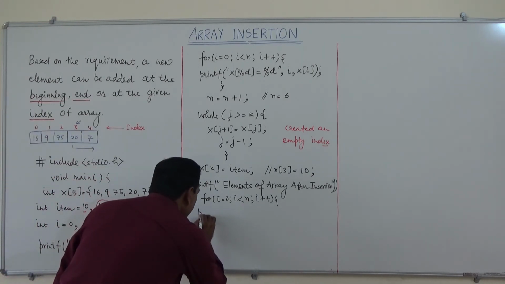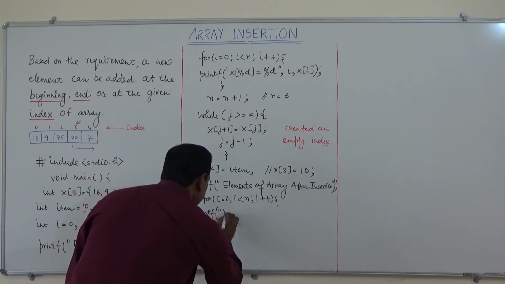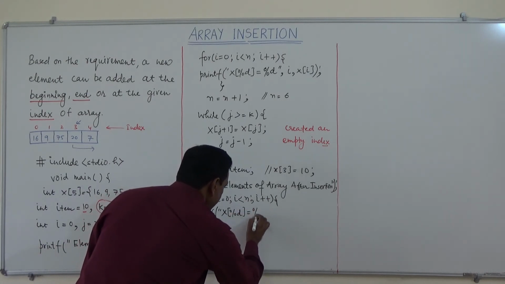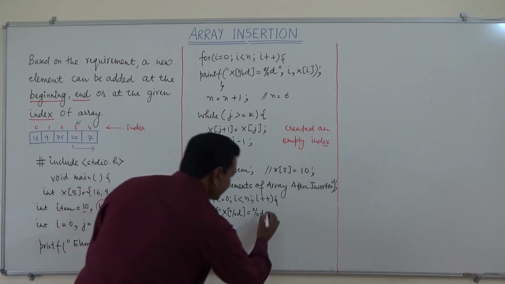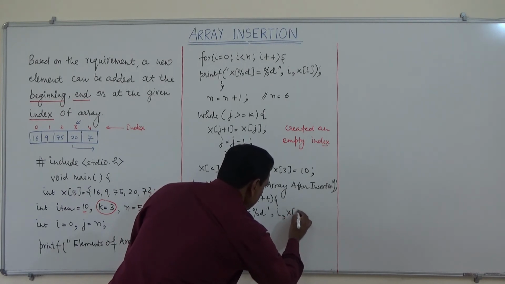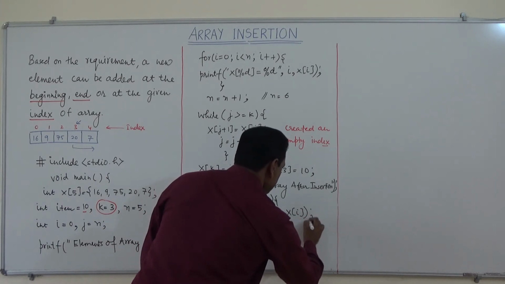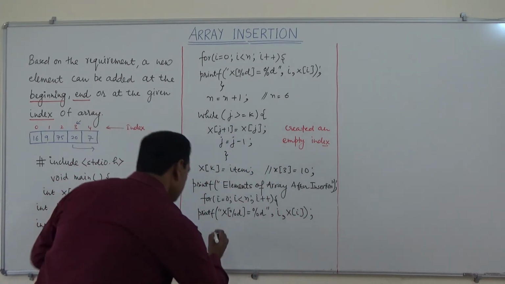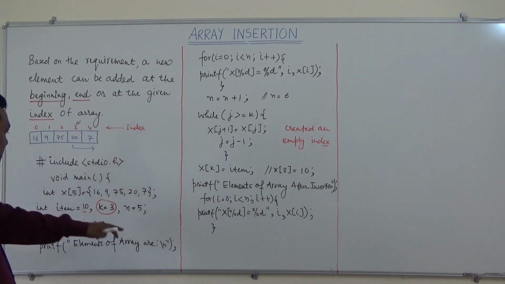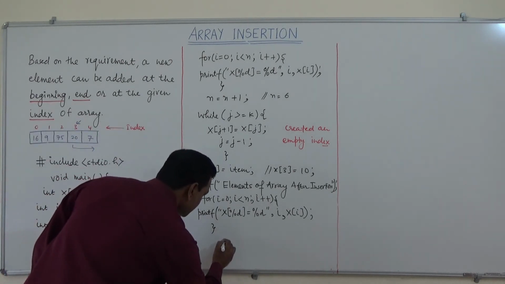printf x percent d equals to percent d. This is i and this is xi. This braces is closed here, and we have to close the final braces here. So one more braces we will use.